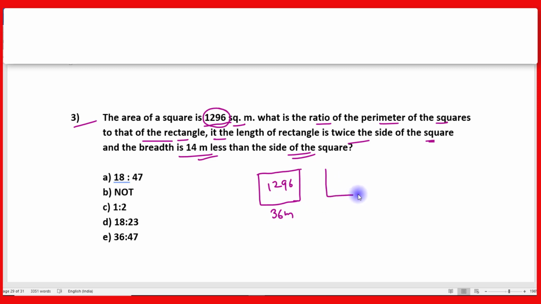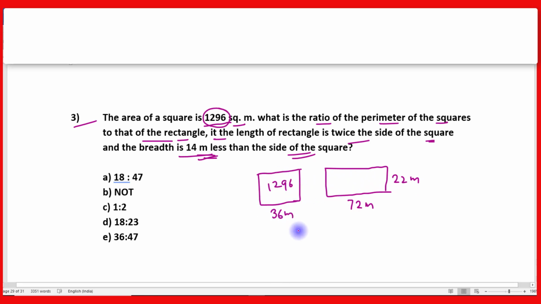Now there is a rectangle whose dimensions are given: the length of the rectangle is twice the side of the square. Side of the square is 36 and twice that will be 72, so the length of the rectangle is 72 meter. It is said that the breadth is 14 meter less than the side of the square, that is 36 minus 14, which is equal to 22 meter, and we have to find the ratio of their perimeters.